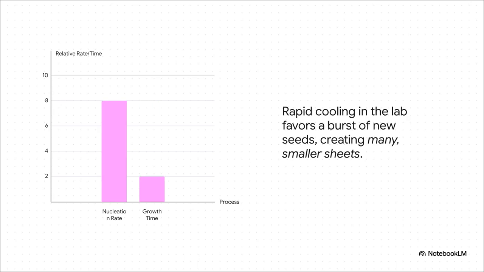Now, flip that completely on its head for the lab. Here, we're cooling it down incredibly fast. As the temperature plummets, the liquid hits this point where nucleation just goes crazy. Bam! Thousands of seeds pop into existence almost all at once. But because we're cooling it so fast, there's basically no time for any of them to grow before the whole thing is frozen solid. It's like a traffic jam of countless tiny, stunted crystal sheets.